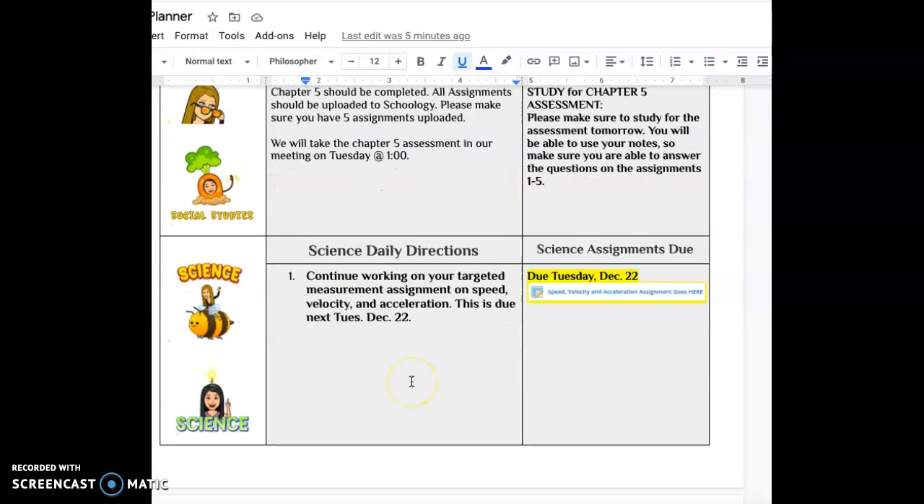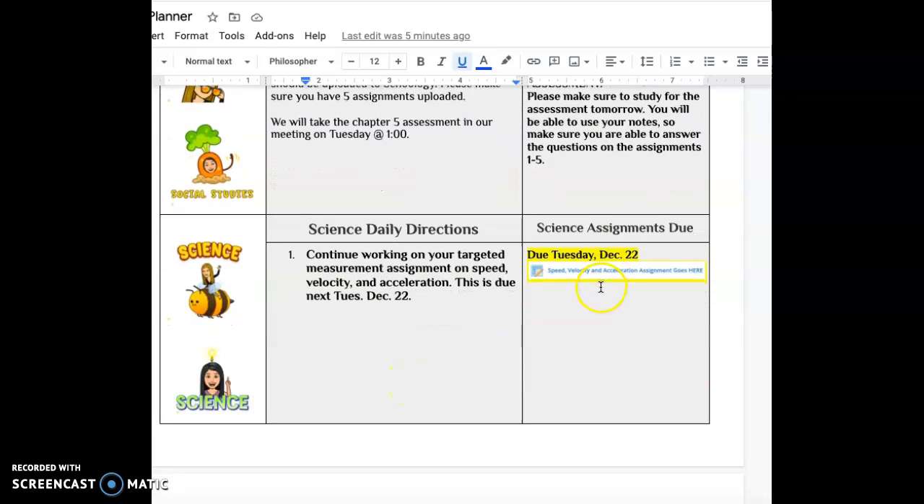And then science, you're going to continue working on your formative assessment as well on the speed, velocity, and acceleration assignment, which Ms. Golinowski had so kindly explained to us on Thursday of last week. So we're going to continue on with that. And that is actually due on Tuesday, December 22nd.